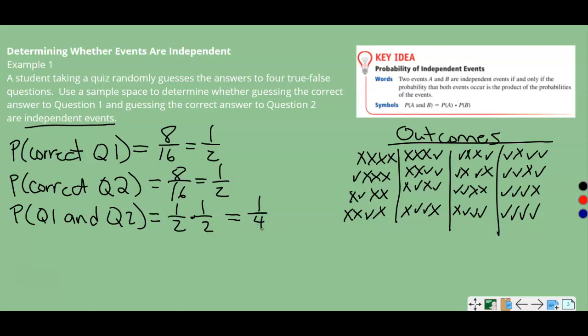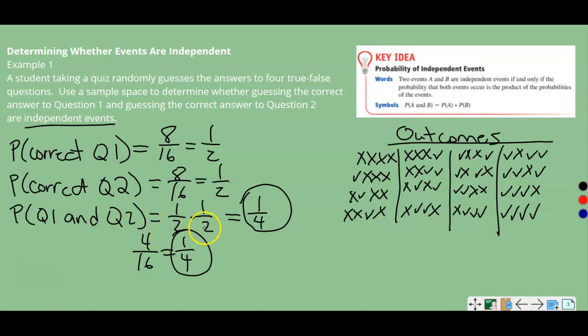Because 1/2 and 1/2 equals 1/4, the events should equal 1/4 if we check these out. So what's the probability of question 1 and 2 being correct? So we've got to look at that. So question 1 and question 2 both correct. Here's 1 right here. So there's 1, 2, 3, 4. So this equals 4 over 16, which equals 1/4. Because this equals this, that means these are independent events.